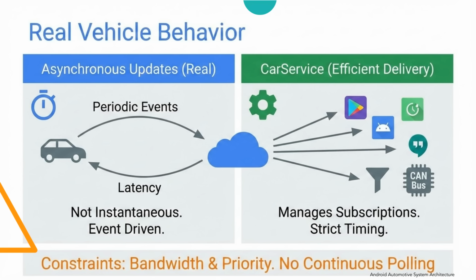Latency is a key factor because vehicle networks operate under strict timing constraints. For example, CAN bus messages have priority levels and bandwidth limitations. Android must adapt to these constraints without overloading the network. This is why applications cannot poll continuously and must rely on controlled update mechanisms. Understanding this behavior is essential for designing production-grade automotive apps.